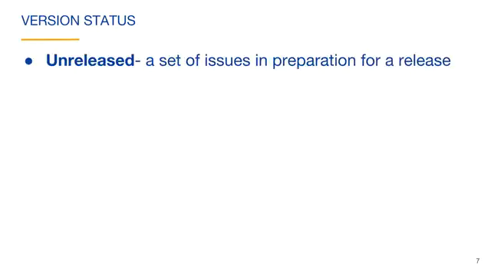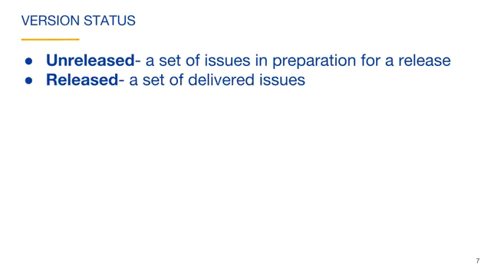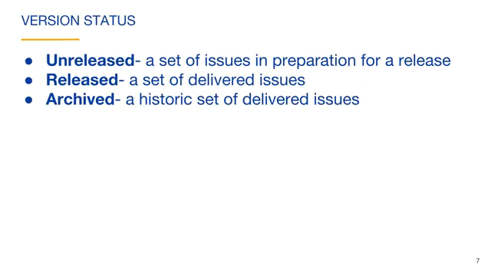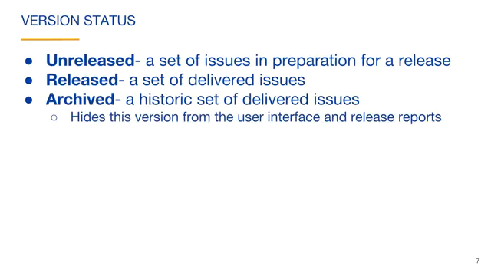Each version has a version status. An unreleased version is a set of issues in preparation for a release. For example, a team could create an unreleased version and assign 5 issues from the backlog to be part of that version. The released version usually represents a set of issues that have been delivered to the customer. An archived version is an historic set of delivered issues. Jira hides this version from the user interface and release reports.